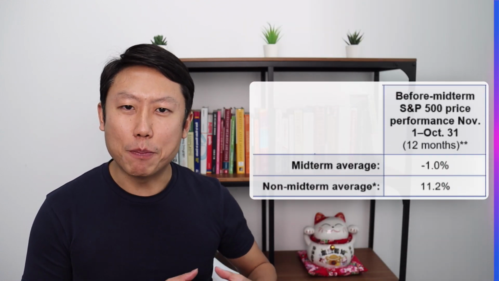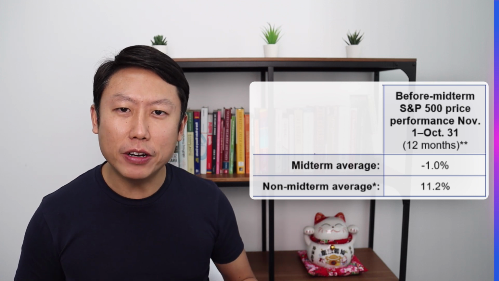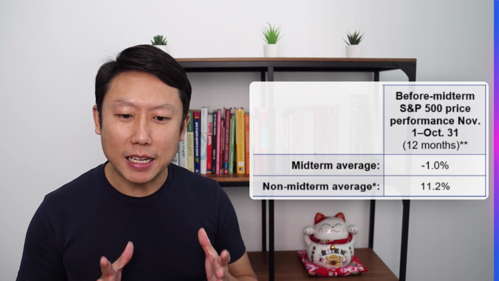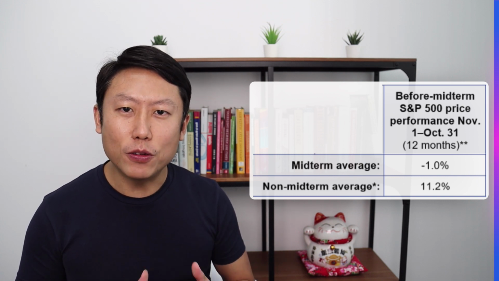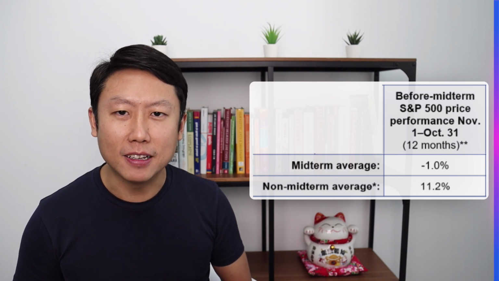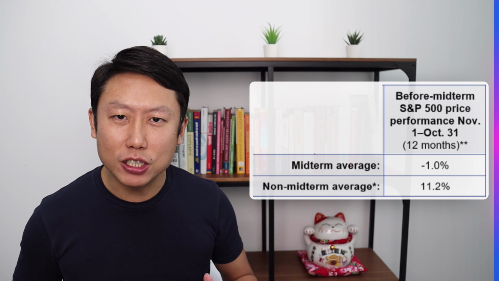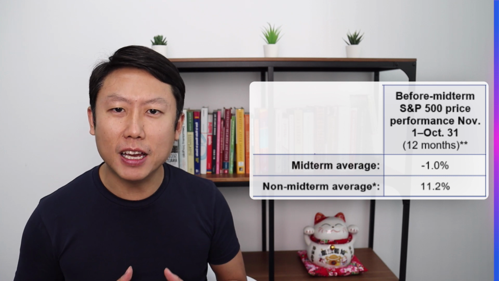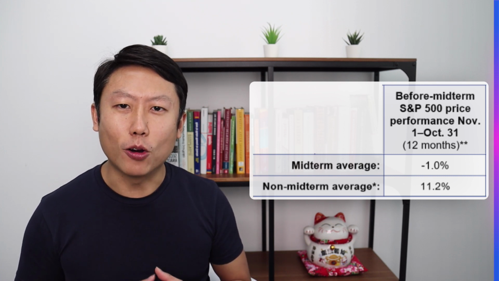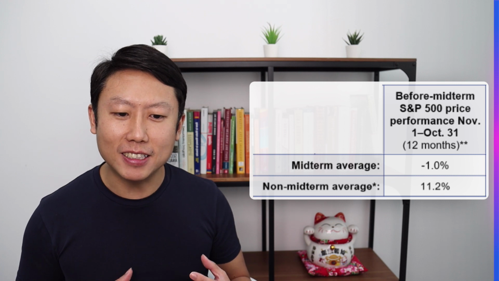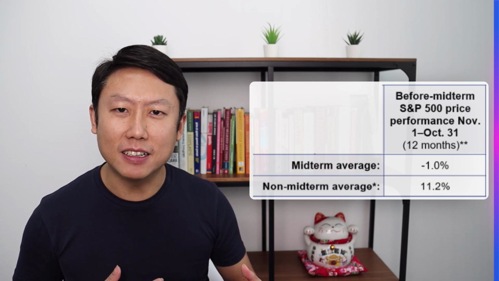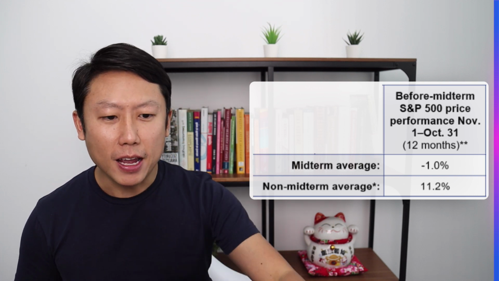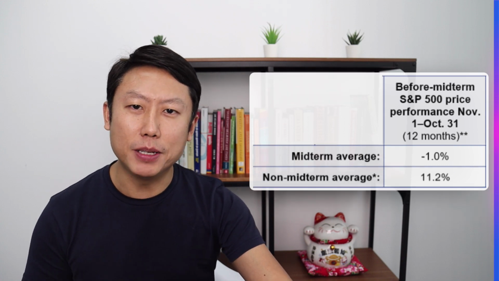Let's first look at the performance of the S&P 500 a year before a midterm election. So 12 months before, right, you will see that the midterm year average will give you a negative return of -1%. While if the year doesn't have a midterm election, it will give you an average of 11.2%. So this is a very big difference. It cannot be just attributed to luck or coincidence. I would think that such a big variance in the results will have some linkage to this political event. Okay, and of course, more importantly, we want to see what happens after the midterm election.